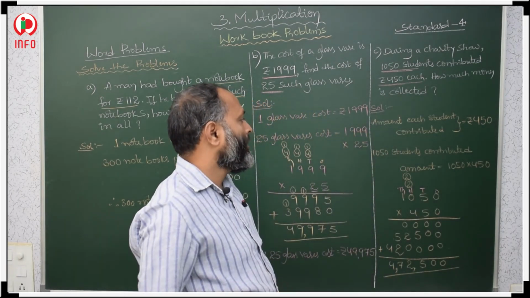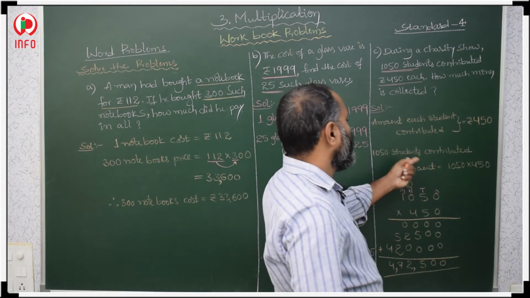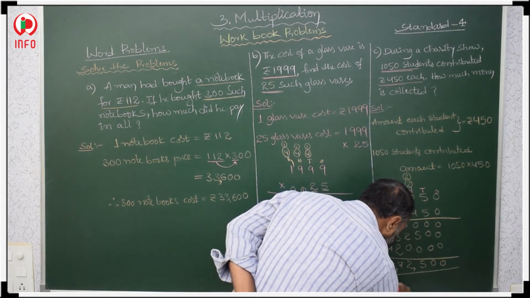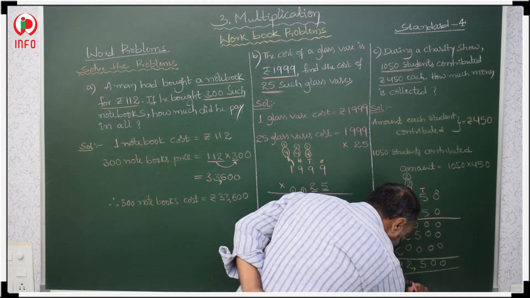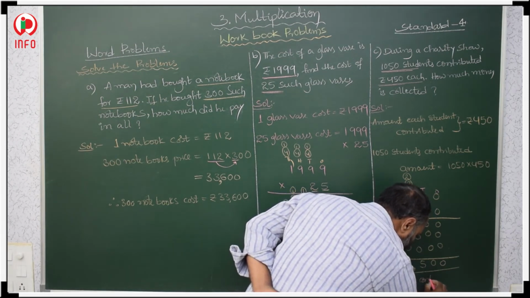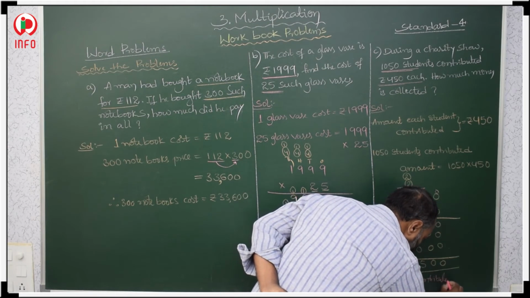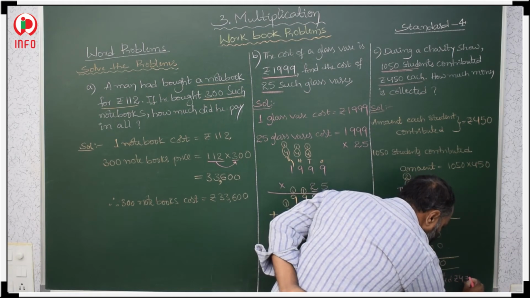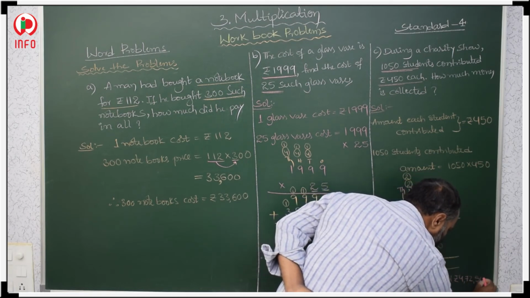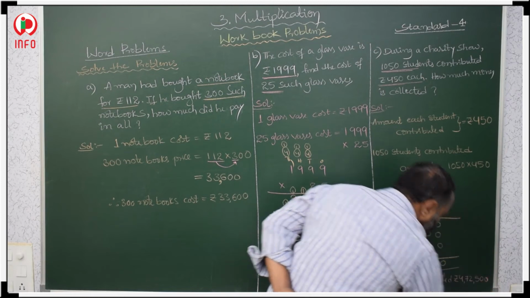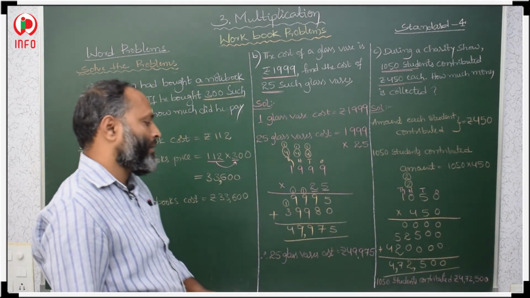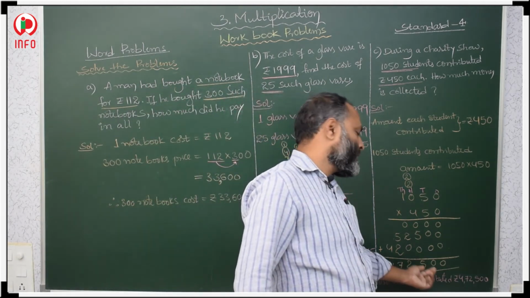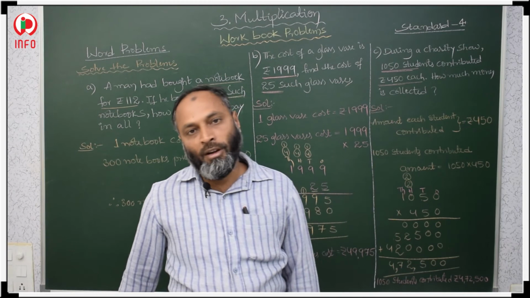4,72,500. Total 1050 students contributed rupees 4,72,500. This much amount they contributed. Okay. So total how much? Rupees 4,72,500 they contributed. Okay.